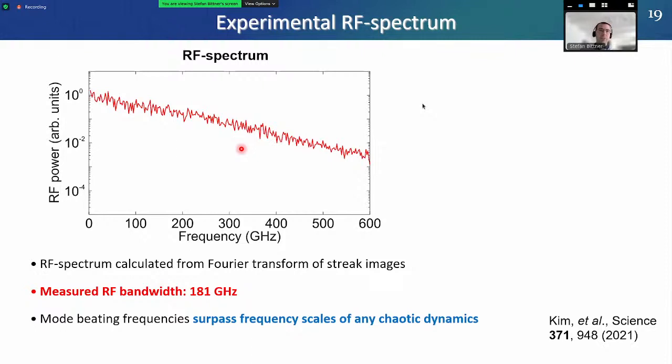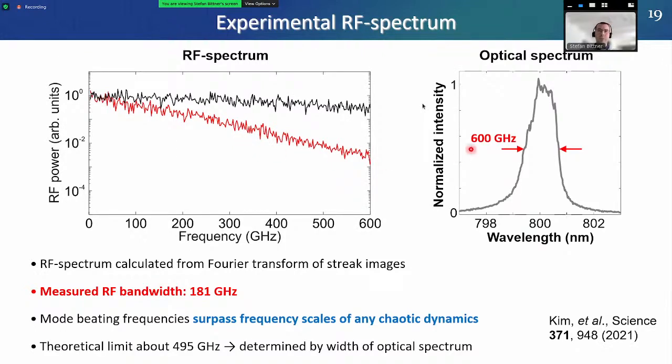Well, the reason is that we are using mode beating, and the highest mode beating frequencies are limited by the width of the optical spectrum, which is in our case a few nanometers or about 600 gigahertz. So when we plug this number into our simulations, we obtain the black RF spectrum shown here, which has an even higher bandwidth of 500 gigahertz. So effectively, we could expect even faster fluctuations from this laser if we were able to temporally resolve them with our measurement apparatus. So these 180 gigahertz are actually instrumentation limited.